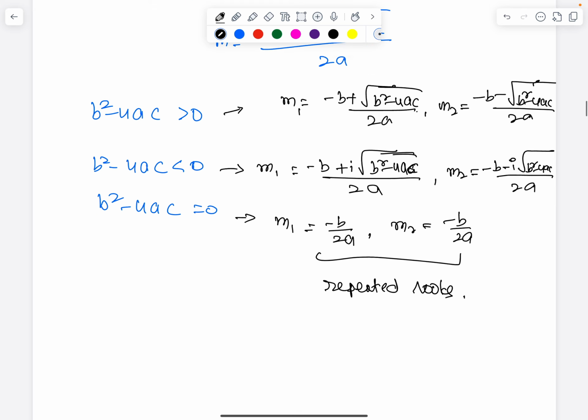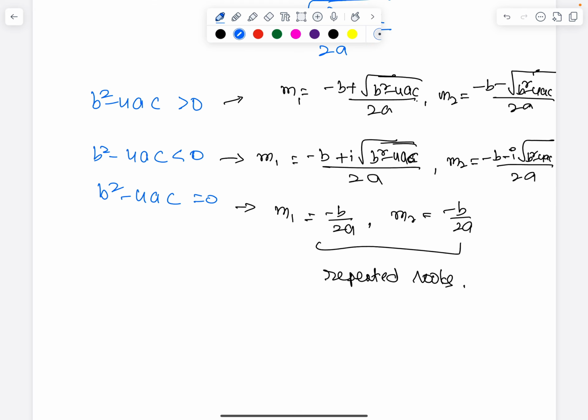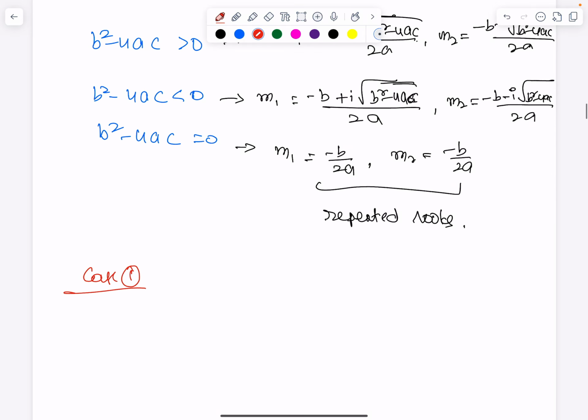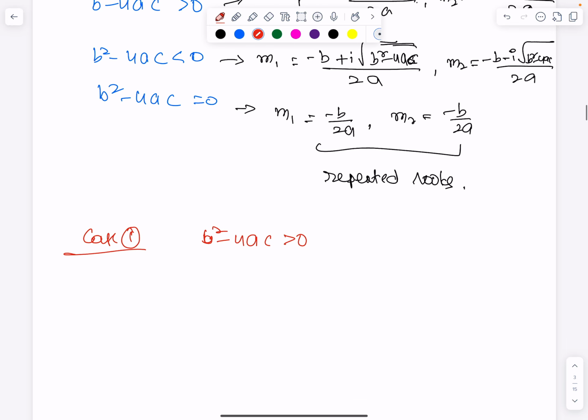So in these three cases, what are the roots? Case 1: when b square minus 4ac is greater than 0, you have the roots m1, m2. Therefore your solution is y1 equal to e power m1x, and another solution y2 equal to e power m2x.